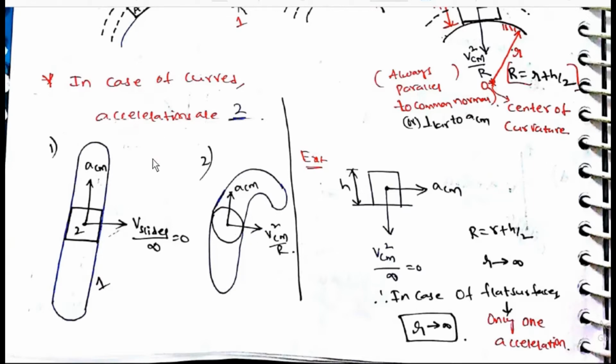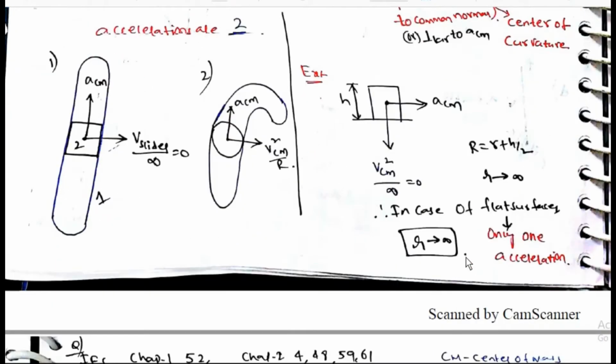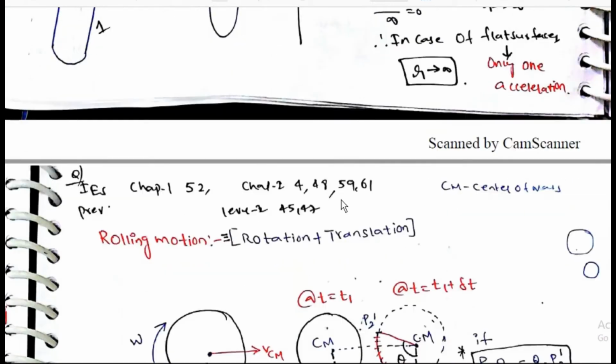In case of curves, acceleration: if it is a straight line, only ACM will be there, since VCM squared by infinity is 0. But in case of a curve, ACM and VCM squared by R both will be there. Example: VCM squared by infinity is equal to 0. Capital R is equal to small r plus h by 2. R tends to infinity. In case of flat surfaces, only one acceleration as R tends to infinity.